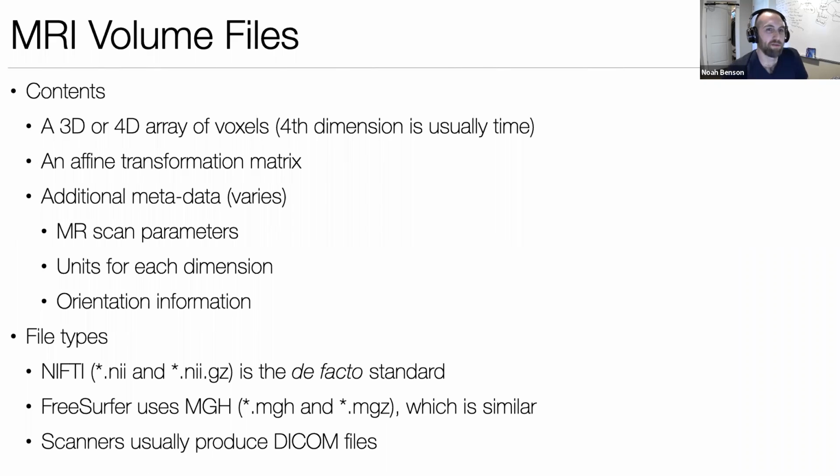Basically, MRI volume files, or 3D image files, come in a bunch of different formats, and they all contain different kinds of data, but almost all of them contain, at the very least, a 3D or 4D array of voxels. If it's 4D, it's because it's something like a BOLD image, where the fourth dimension is time. Additionally, they almost always contain an affine transformation matrix for alignment of the volume with some external coordinate system. A lot of them also contain additional metadata, such as scan parameters or units like millimeters and seconds.